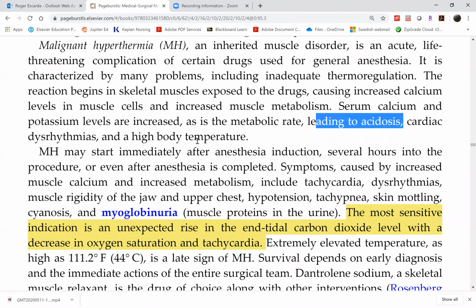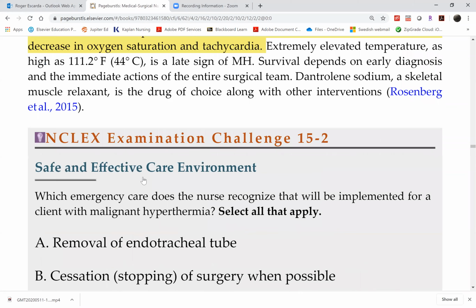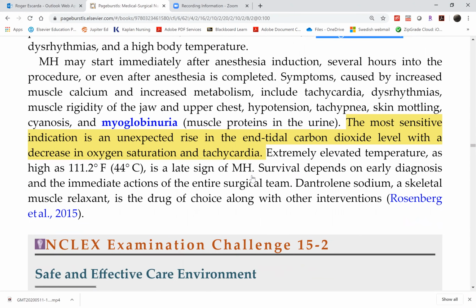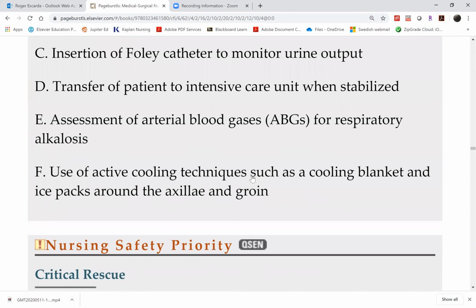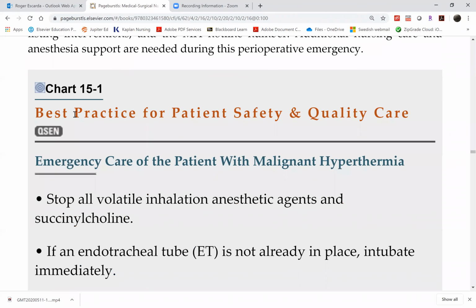So there's a lot. So what do we do now? Once we see this, we already suspect malignant hyperthermia. Now it's not that easy, because what if this occurs during surgery when you have the guts open and we're in the middle of a surgery? Okay, so it's not that easy. So that's why your emergency care here, which is in chart 15-1.